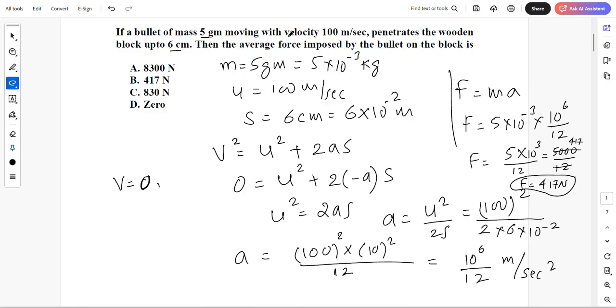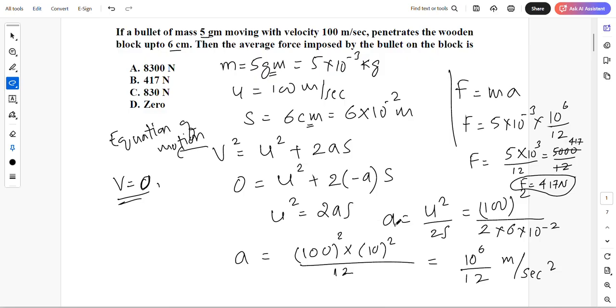Hope you understood this. First read the problem and write down what is given. Mass is given, initial velocity is given, distance or displacement is the distance covered by bullet, 6 centimeter, where it penetrates the wooden block. Convert this into kg, convert this into meters. Use the equation of motion. Because I know u, I know s, and v is equal to 0 because the bullet is going to be stopped after penetrating the wooden block.